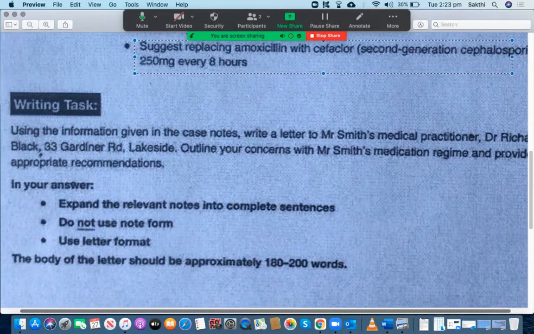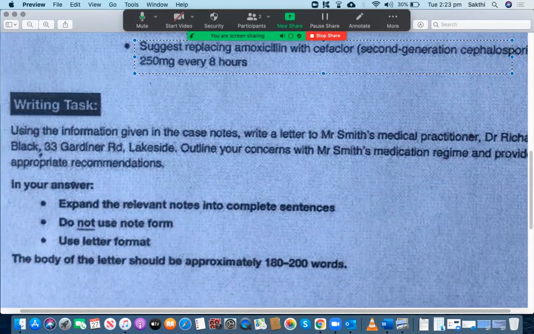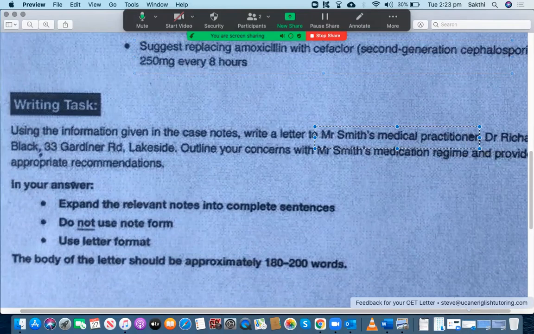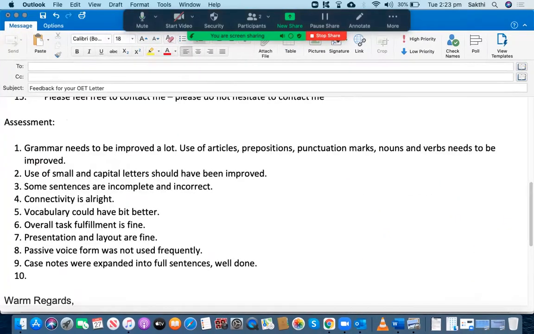And then using the information given in the case notes related to Smith's medical practitioner, Dr. Richard Blake, his GP, he should know the previous things. You shouldn't have written down even a couple of things. Outline your concerns with the provided recommendations. That's good. I think you have included all the relevant case notes, but you have missed one important case note.